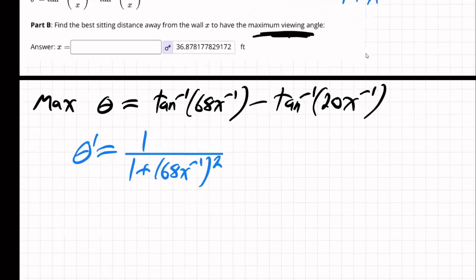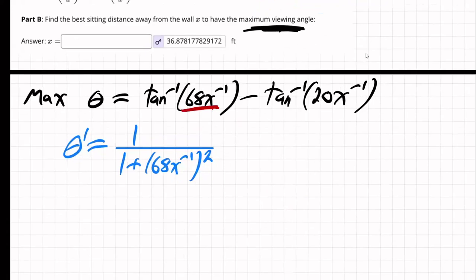But that's not all, because the inside was not a simple x. The chain rule says times the derivative of the inside. What's the derivative of the inside? Minus 68x to the minus 2, right?